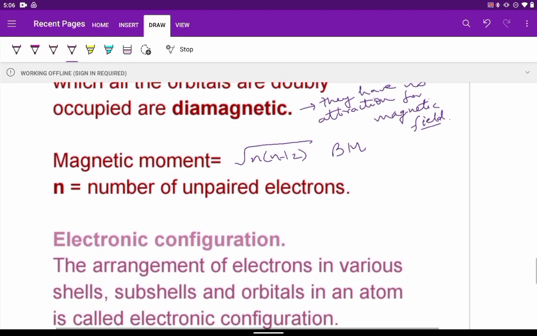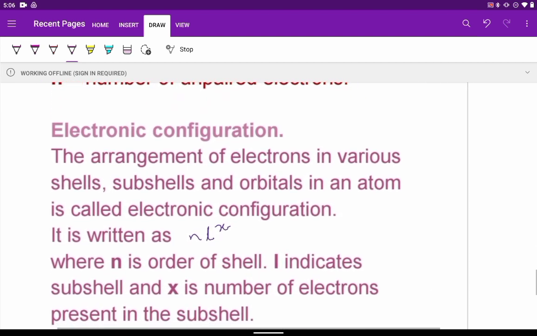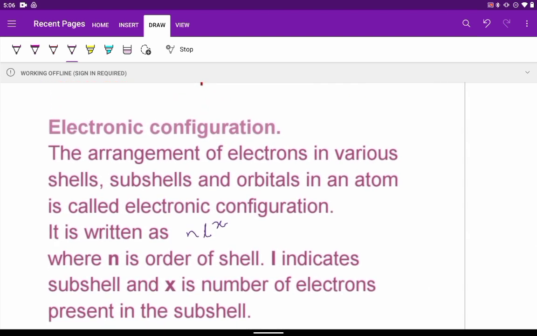Next we see how we can write the electronic configuration. So first, what is electronic configuration? It is the arrangement of electrons in the various shells, subshells and orbitals. Like we write 1s. So 1 is the first shell, s is the s orbital. So the arrangement of electrons in various shells, subshells and orbitals in an atom is called electronic configuration.